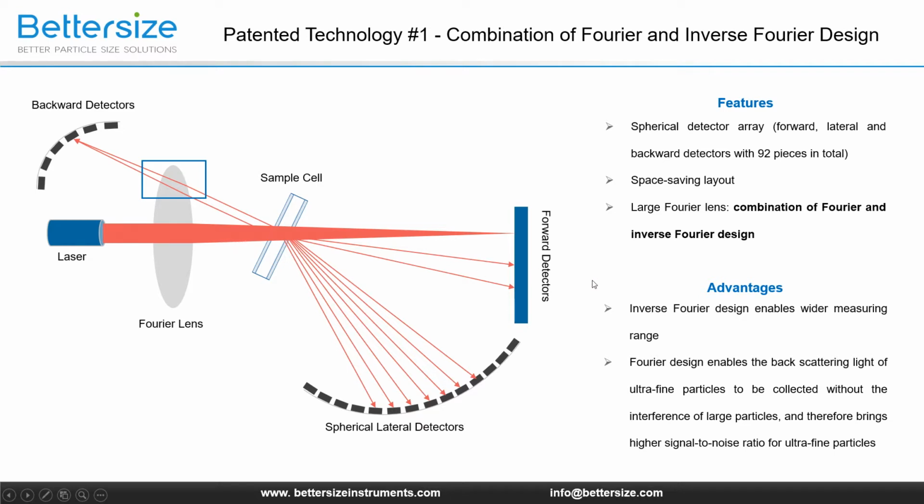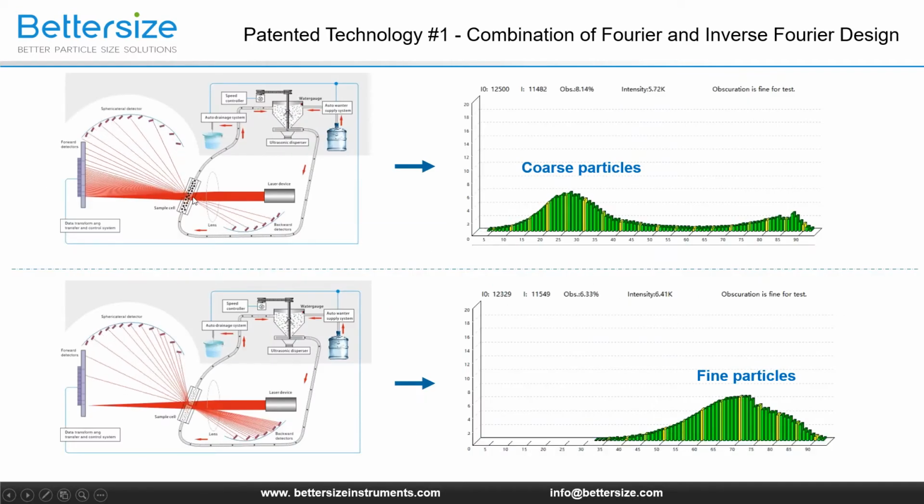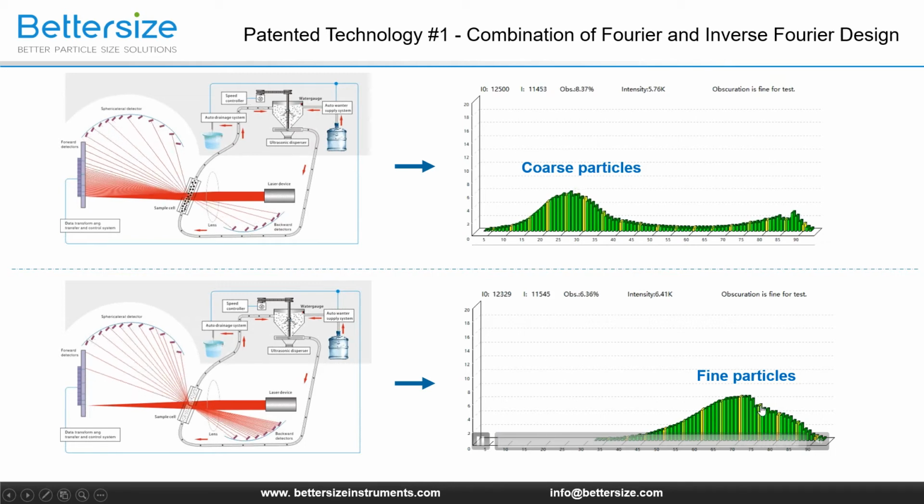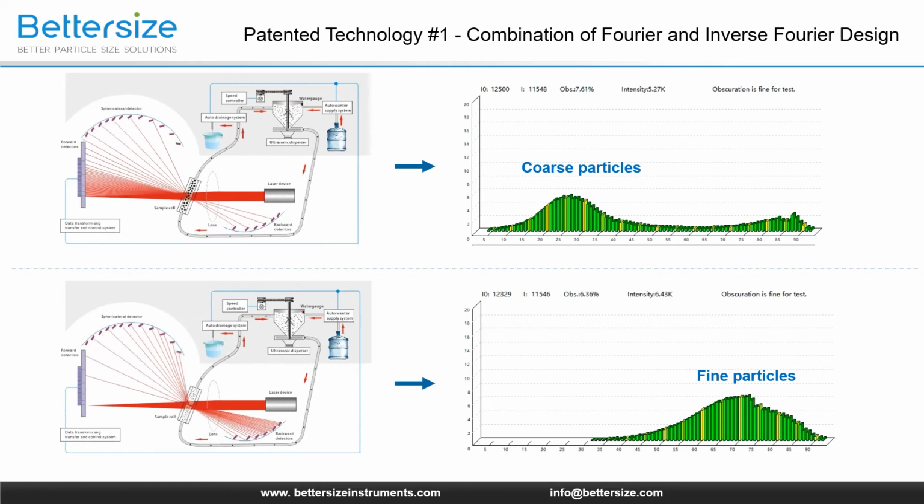Inverse Fourier design enables wider measuring range, and Fourier design leads to higher signal-to-noise ratio for ultrafine particles. As we know, large particles scatter the light mostly in the forward direction, and the forward scattered light is quite strong. So the forward detectors have a stronger light signal. Small particles scatter the light comprehensively in all directions, and therefore the back scatter light is much stronger than that of large particles. So the backward detectors have a stronger light signal. The Fourier lens of 2600 can concentrate the back scatter light of small particles and significantly increase the signal-to-noise ratio of ultrafine particles. This is the secret of its lower limit reaching 0.02 microns.